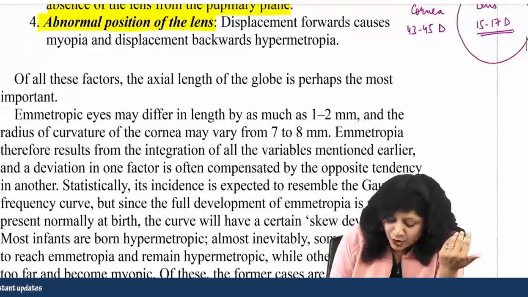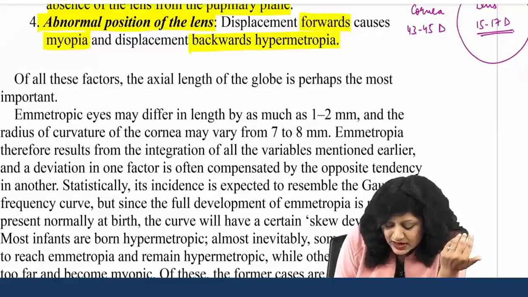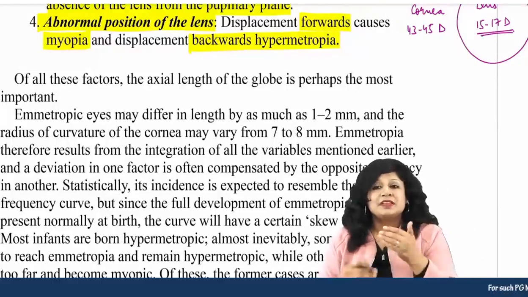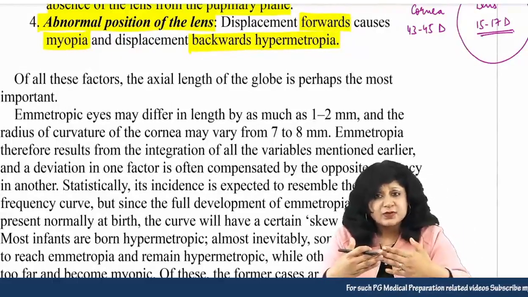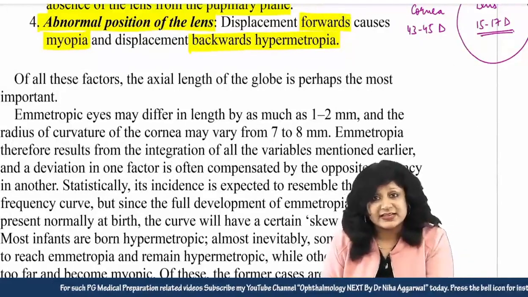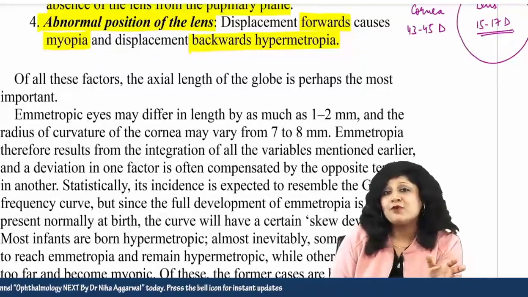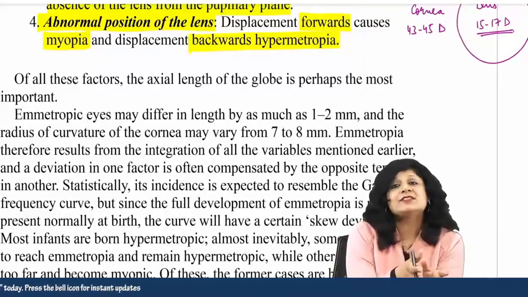Displacement forward causes myopia and displacement backward causes hypermetropia. Now what is this rule? See, if it is going forward, obviously then it will focus the rays more anteriorly, because the lens is shifted anteriorly, and whenever the rays are focusing anterior to the retina, this is called myopia.